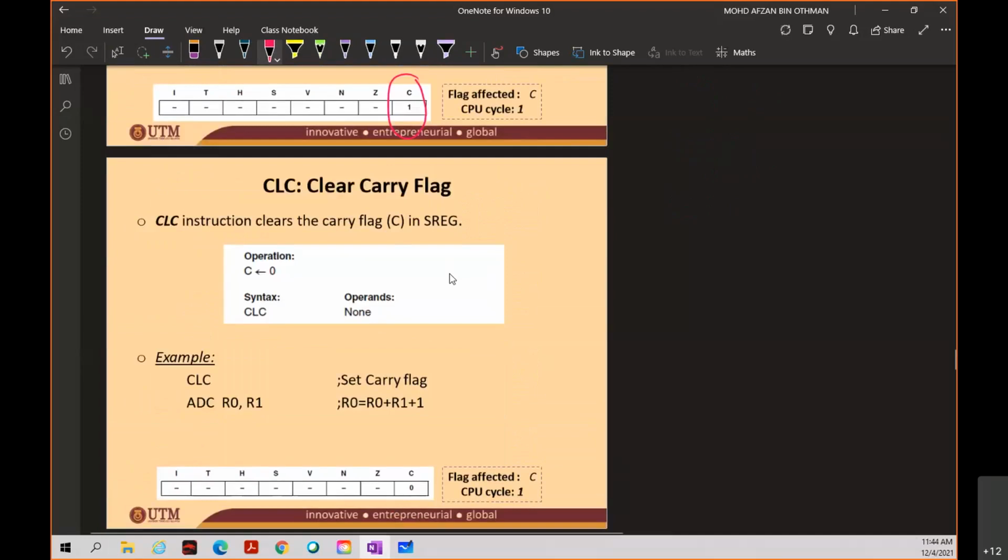Then we have the CLC. The CLC means you're going to clear your carry flag. So every time you use the CLC, you're going to put 0 to your C flag, your carry flag. This is the syntax, CLC. If you're going to clear your carry flag, you just simply use the CLC instruction, or you can do another instruction, which is the BCLR instruction, but you need to know the location of your C flag. And this is the flag affected. The C flag will always be 0 after you execute this instruction.